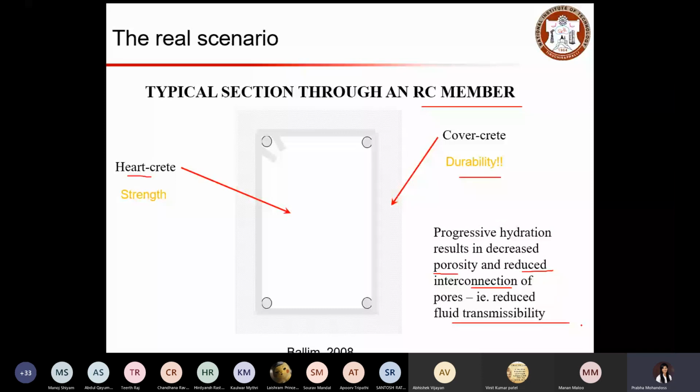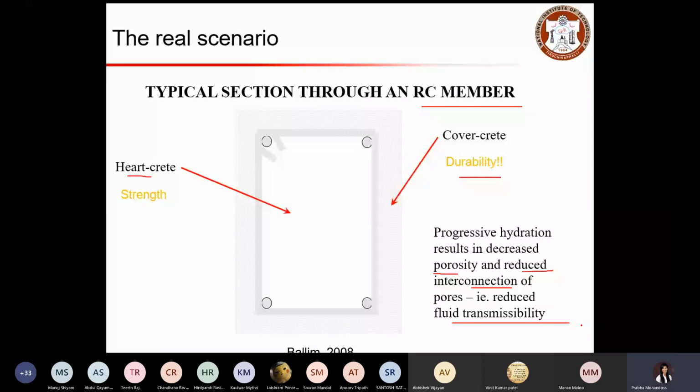So that can be water or that can be chemical. Basically, when you reduce the porosity and when you reduce the interconnectivity of pores, you reduce the transmissibility from the outside environment to the inside concrete matrix.